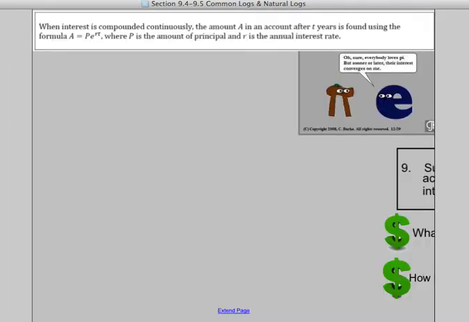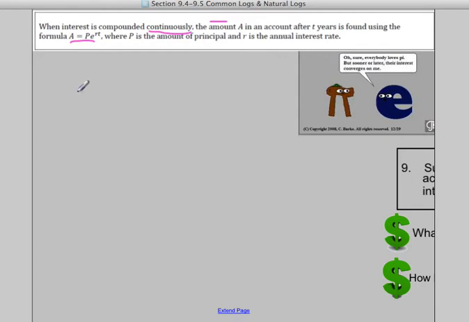The last type of problem we're going to look at today is when interest is compounded continuously. Compounded continuously is going to be your key word in a word problem to let you know that you will be using the PERT equation. When interest is compounded continuously, the amount A in an account after T years is found by using the formula A equals P e to the rt, where P is the amount of principal and r is the annual interest rate.